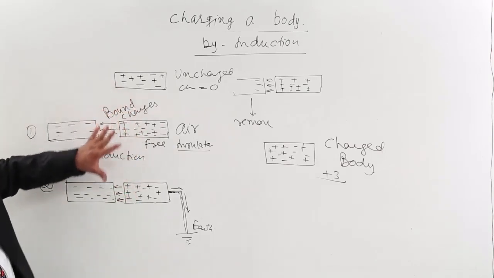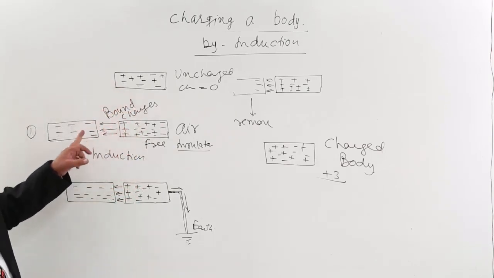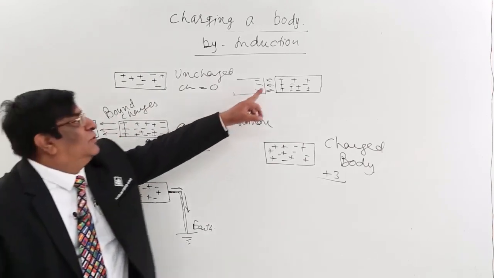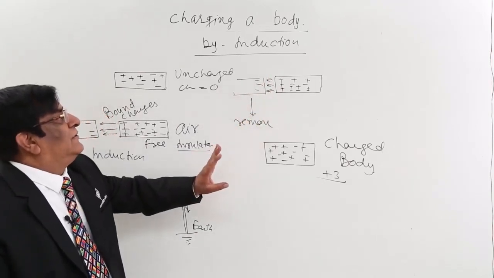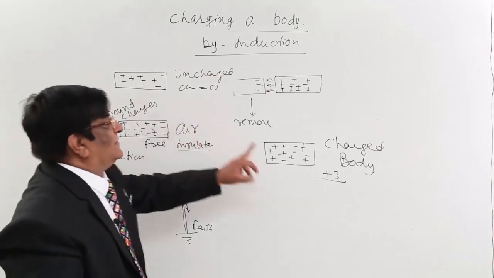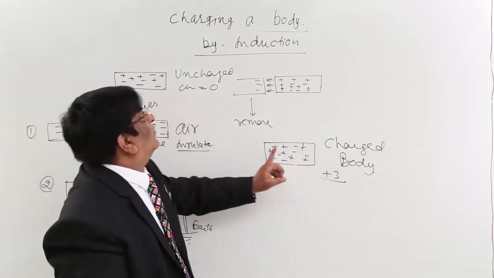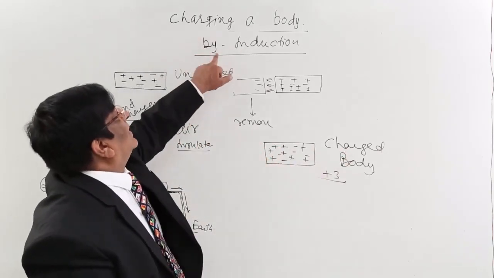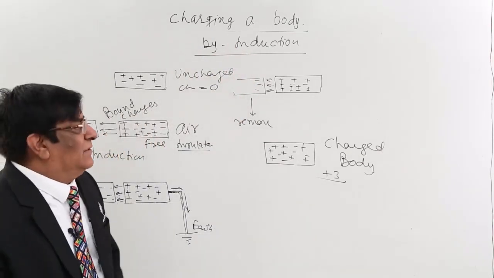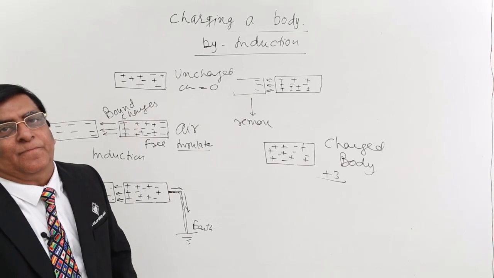Okay, now in this process, what you see, have we touched it with this conductor? We have taken help of this, but it is not touched. Not touch, no touch, no contact. So what has it done? It has done only induction, but this body is charged. So we say that this is charging of a body by induction. This is how we charge a body with induction.